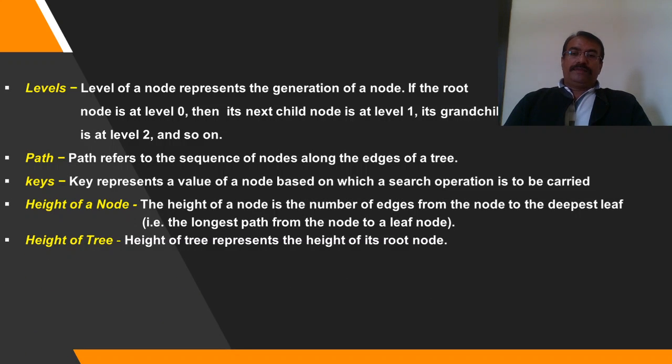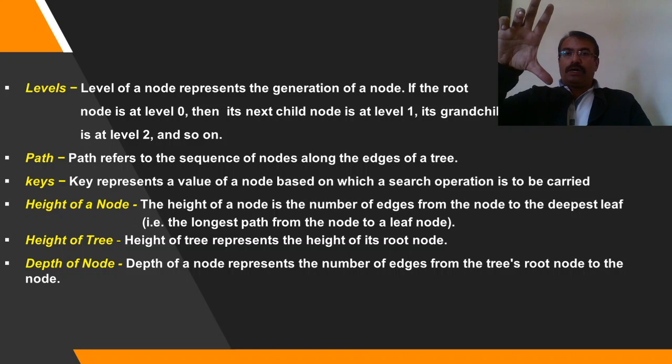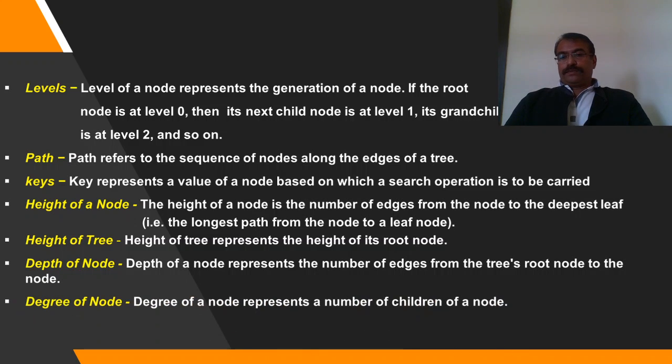Height of a tree. Okay, what is the height of a tree? Height of a tree represents the height of its root node. Means from the root node till the last node, how many edges are there? That will be the height of the tree. And depth of a node represents the number of edges from the root node to the particular node. What do you mean by degree of a node? Degree of a node represents the number of children of a node. Okay, number of children of a node.